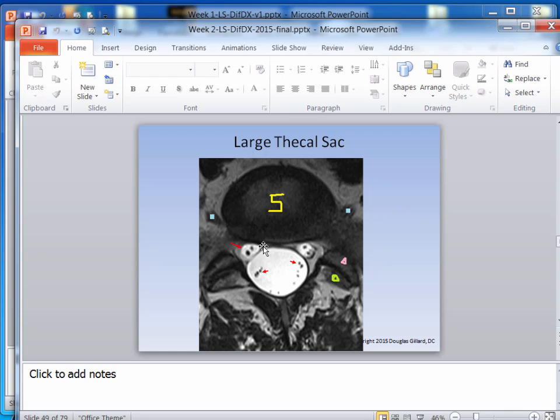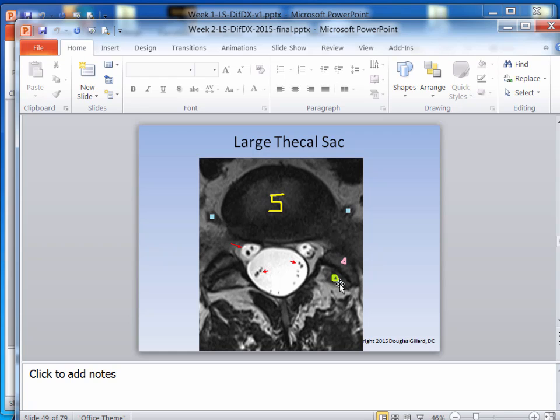Right, traversing nerve roots. Notice this is L5. Remember we talked about Mickey Mouse. There's his head. There's his ears. The ears are the traversing S1 nerve roots. Traversing S1 nerve roots. This is the left. This is the right. These are the S2 nerve roots here.